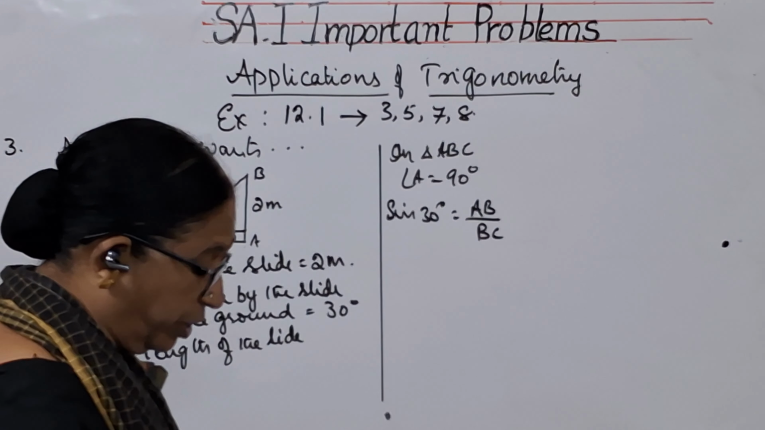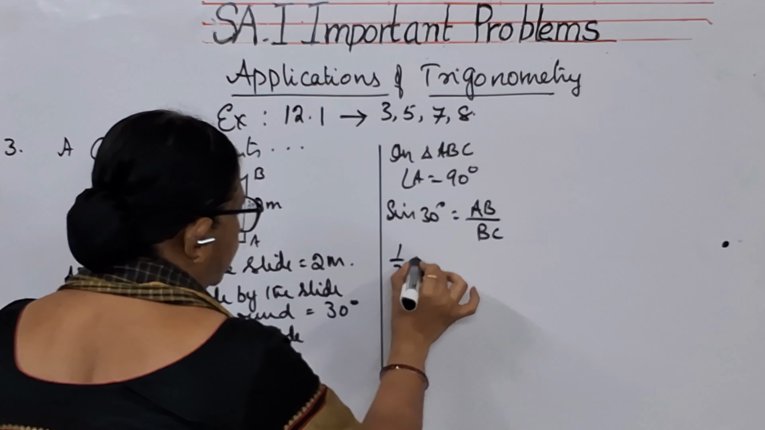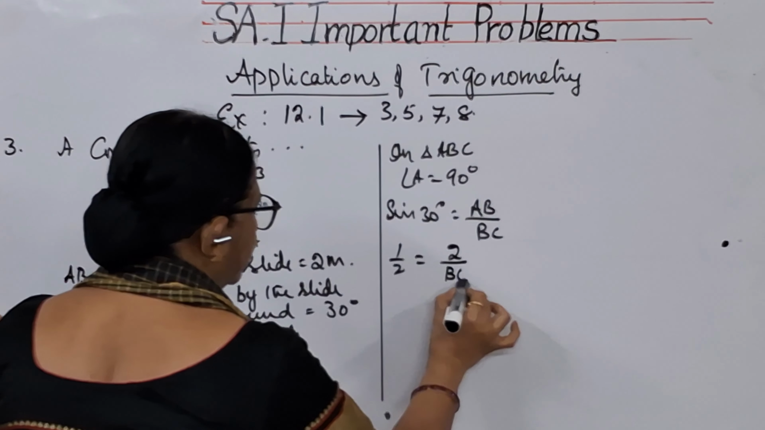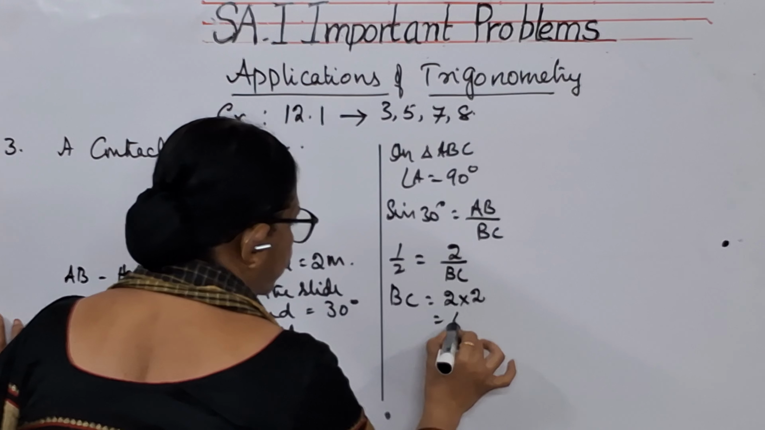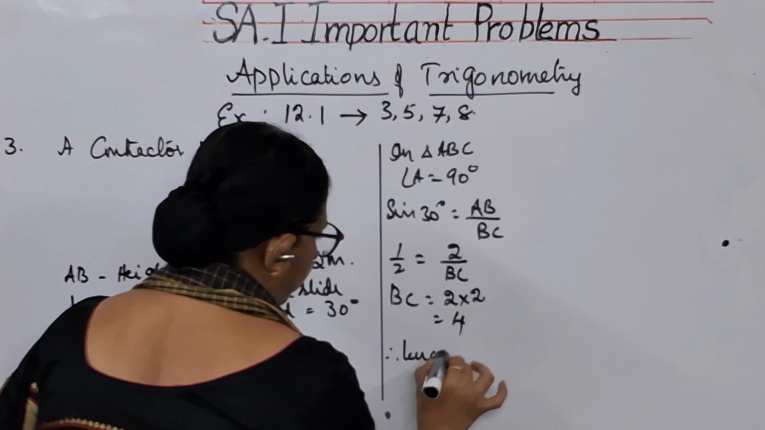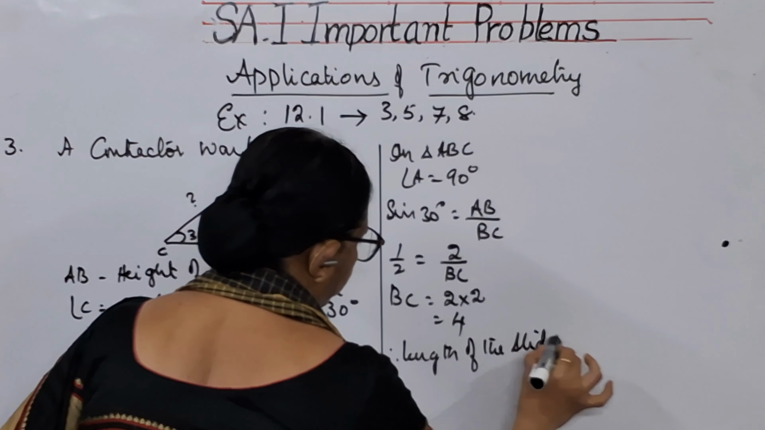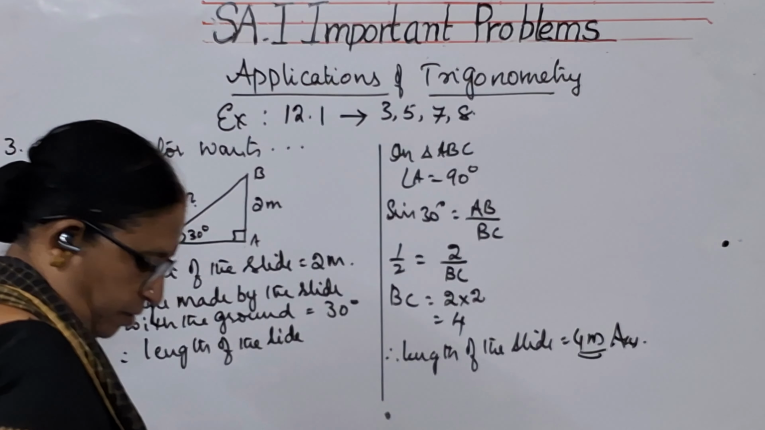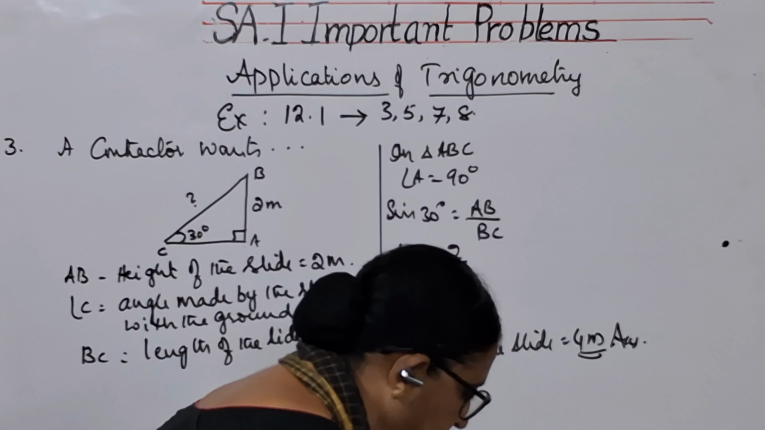Now you find out what is sine 30 degrees, children. Sine 30 degrees in the table is 1 by 2. 1 by 2 is equal to AB, AB measures 2, by BC. So what is BC? 2 into 2, that is 4. So what is BC, children? Length. Therefore, the length of the slide is equal to 4 meters. This is the answer for this problem, children. So please copy this.